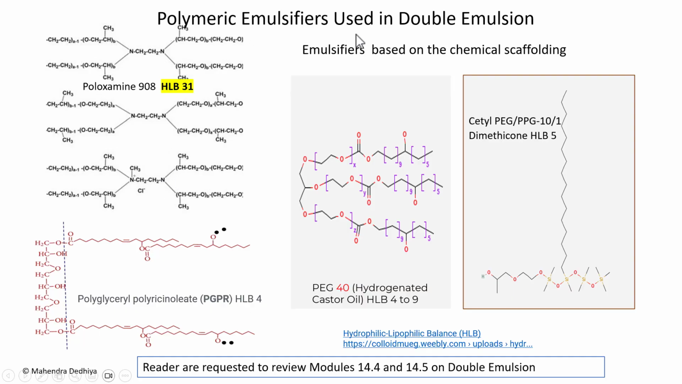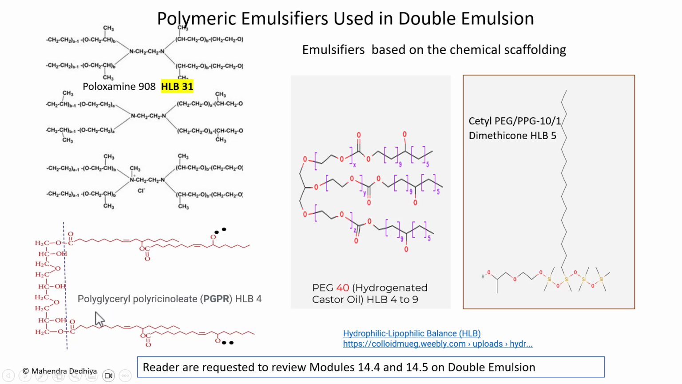Polymeric emulsifiers are used in double emulsion. Double emulsions are emulsions of an emulsion. The emulsifier selection requires that the emulsifiers used in the inner emulsion be different from that used in the double or outer emulsion. Poloxamine 908 scaffolding, and depending on the chain length, the HLB will change. HLB in this case is 31. That means extremely water-loving, and that's used in double emulsions.